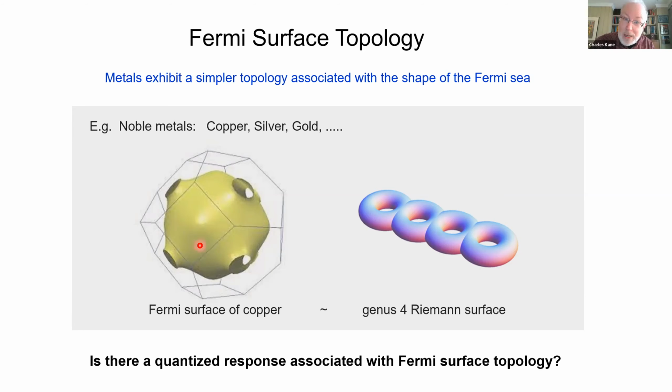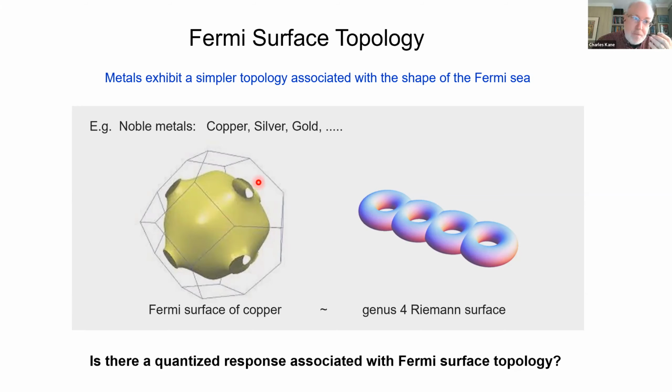So the Fermi surface of a metal is a topological object, and this doesn't have anything to do with the way the Bloch wave functions are twisting on the Fermi surface. This is a separate kind of topology. And so the question that I posed myself, while spending a lot of time sitting at home over the pandemic trying to think of interesting things, is: is there any response that probes this kind of topology?